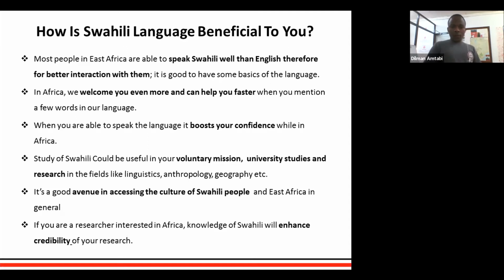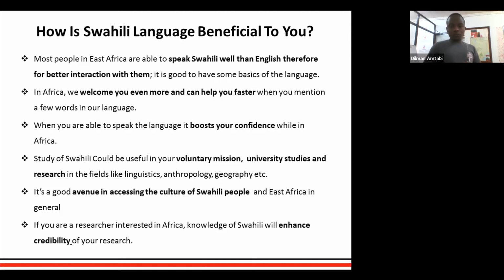The study of Swahili could be useful in your voluntary mission, your university studies, research, in fields like linguistics, anthropology, geography. These are the areas where you find the study of Swahili important.